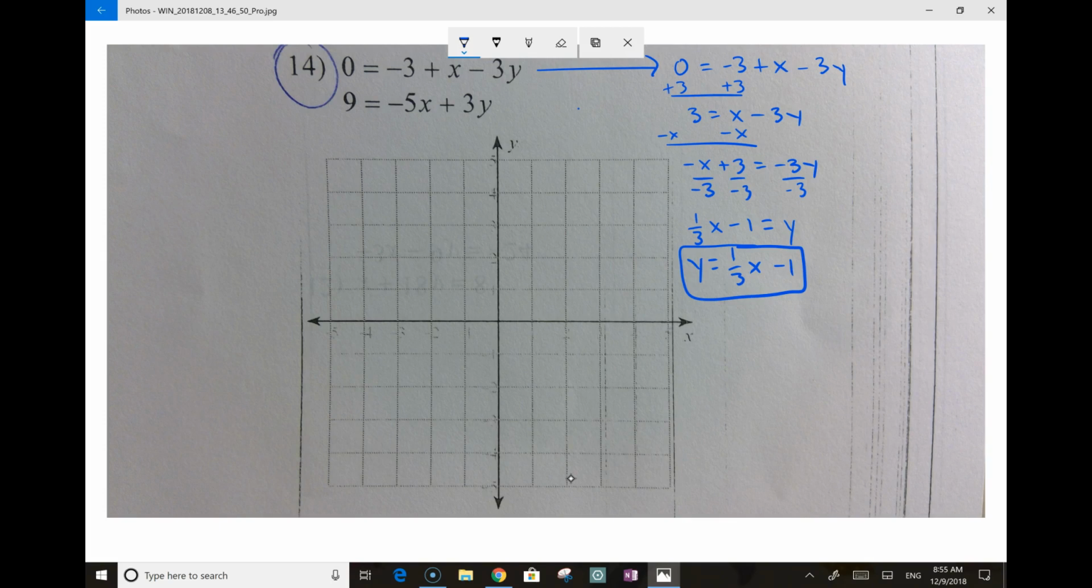So I'm going to put a point at -1, which is my y-intercept. So there it is. Then using my slope, I'm going to go up 1 and 3 to the right. So up 1, 3 to the right. And then I'll put my line last.